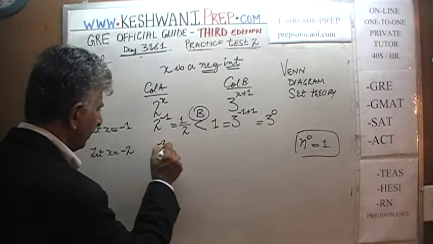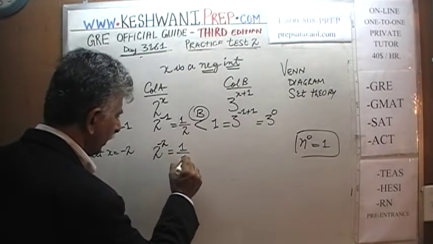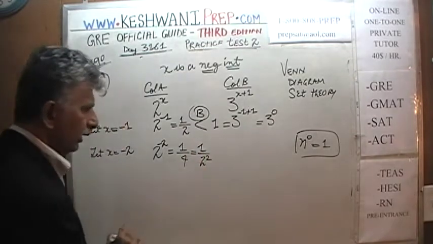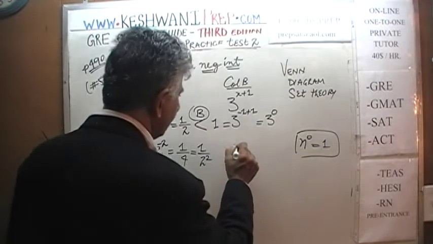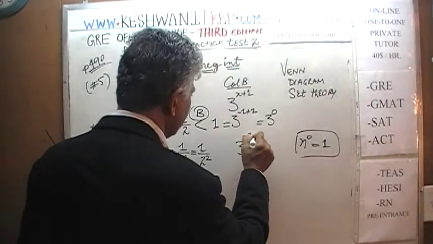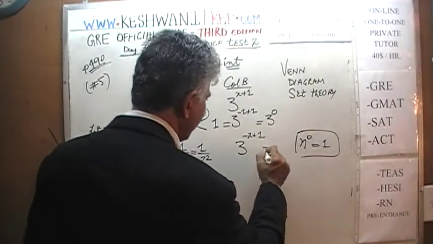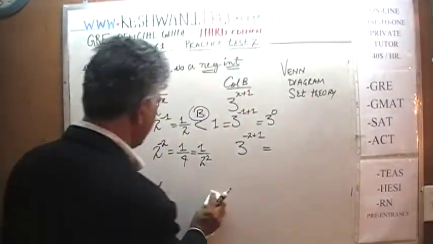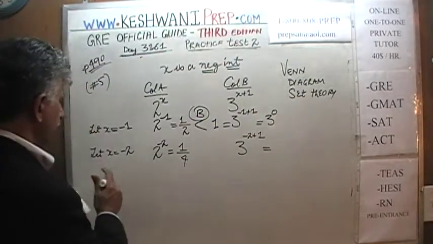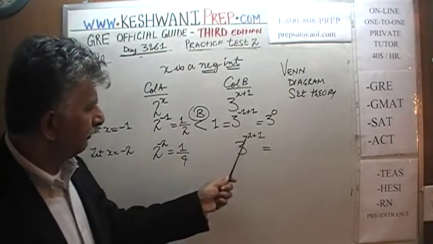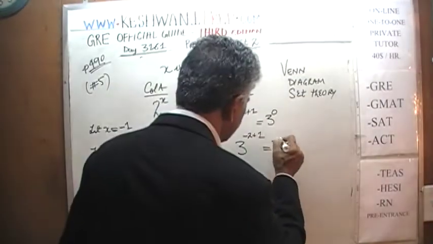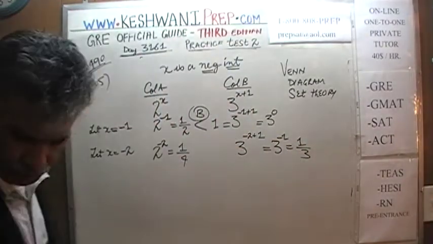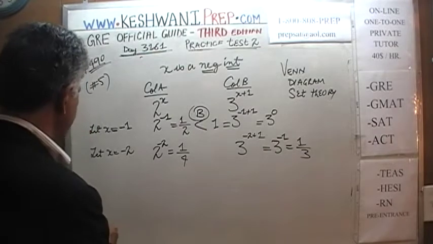So we have 2 raised to negative 2, which is the same as 1 quarter. Essentially, it is the same as 1 over 2 squared, which is 1 quarter. And here we have 3 raised to negative 2 plus 1. Let's erase this part, because otherwise it gets too crowded. Negative 2 plus 1 is going to be 3 raised to negative 1, which is 1 third.